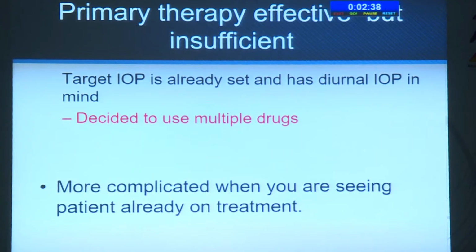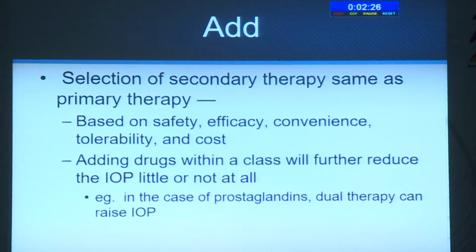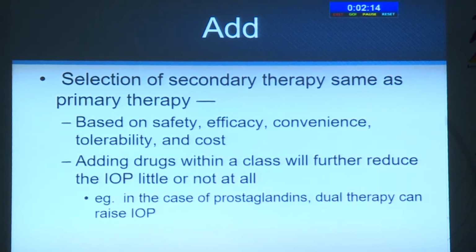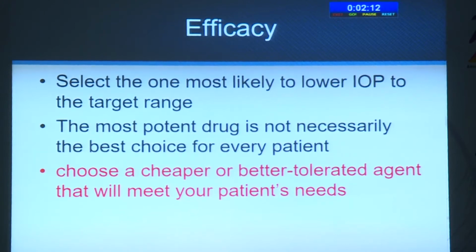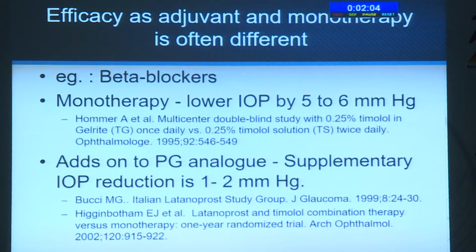So when monotherapy initially achieves the IOP reduction you expected but does not bring the patient to target pressure, the best option is to select another group of drug, and it depends on what the first drug is that has already been chosen, depending upon safety, efficacy, convenience, and tolerability. This all applies when you want to add the second molecule. Select the one most likely to lower IOP to the target range, and choose the cheaper and better tolerated agent according to the patient's needs.